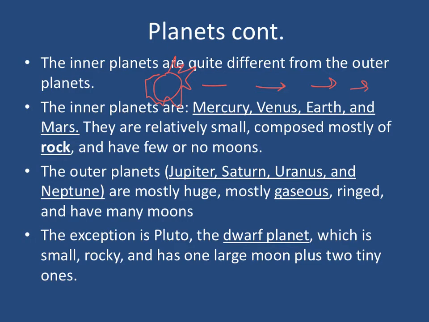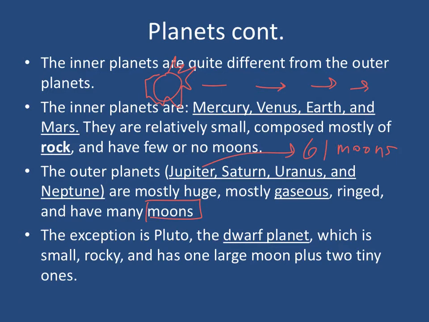The outer planets are much larger. Jupiter, Saturn, Uranus, and Neptune are huge, right? They're mostly gaseous, ringed, and have many moons. You may have heard me in class say that Jupiter has 61 moons, which is wild. Some of those moons are pretty famous. Titan, Europa. Actually, Europa is Saturn. Excuse me. But these moons are large because Saturn is large. Jupiter and Saturn are both very, very large.